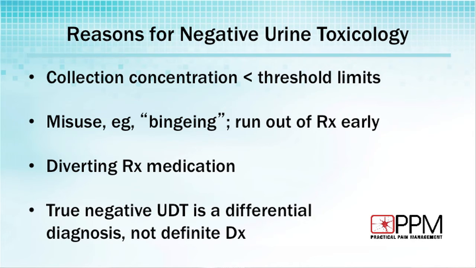The key, what I'm saying, is that the reasons for a negative urine toxicology open up a differential diagnosis, not a definitive diagnosis. And you have to go through the differential diagnosis with your patient and determine what is more likely to be present or not before you accuse the patient of aberrant behavior.